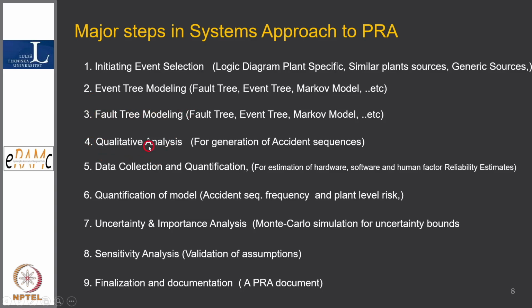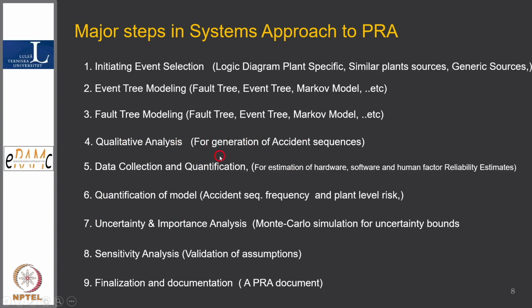Then qualitative analysis. Based on whatever we got, we get the qualitative analysis for generation of accident sequences. Accident sequences at the generation level, and then at the system level it will give us an unavailability estimate also. So minimal cut sets at the unavailability level, and for the plant level we will get accident sequences here. So far what we got is qualitative input.